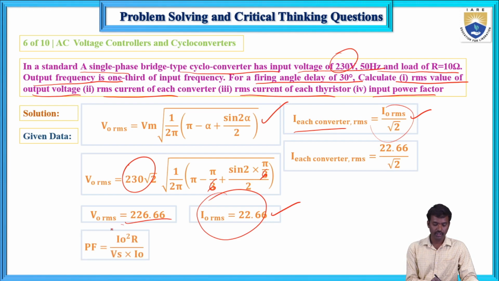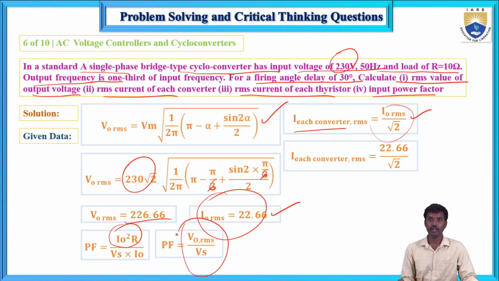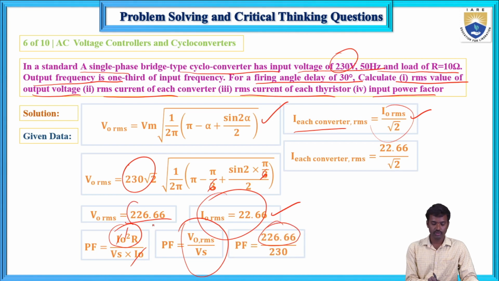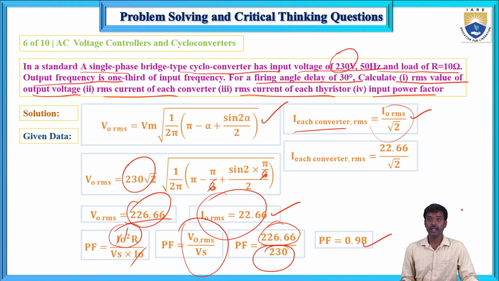Next, the input power factor equals I naught square into R divided by Vs into I naught, where I naught square R is V naught RMS square. I naught gets cancelled, so I naught into R means V naught RMS. The input power factor equals 222.6 divided by 230 volts. This value equals 0.98.